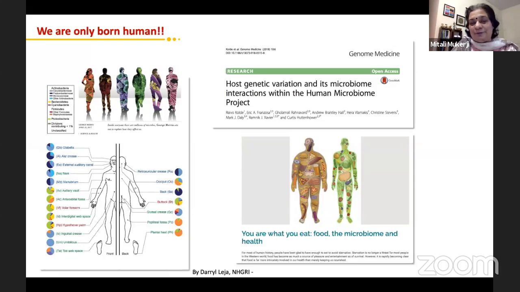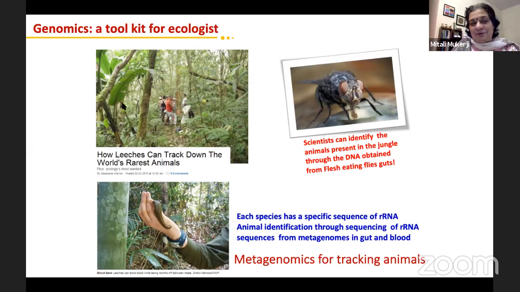So when people knew this, they thought of a very clever thing. They found that leeches suck the blood of many different animals. So if you take the blood out of the leech's gut and sequence that, you will be able to know which kinds of animals are there. And like that, people have been using the same approach to find out which animals are there in the forest. When you know the DNA, you can match it to the whole library of DNA sequences and get to know what kind of animals are there. So people are using this for tracking animals.